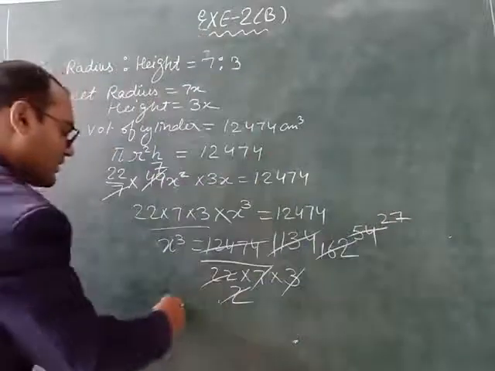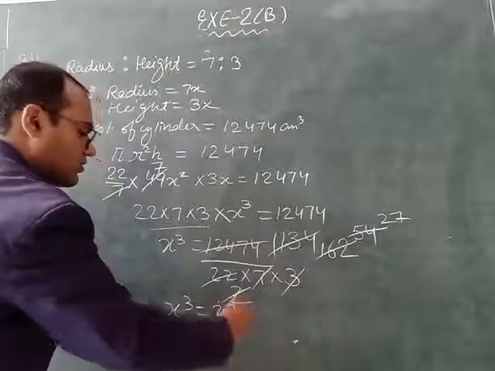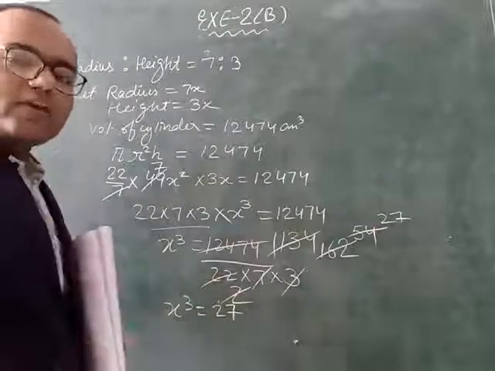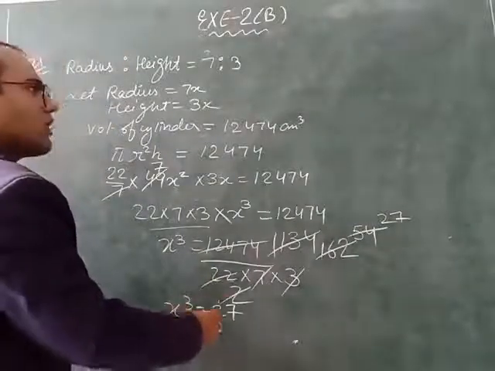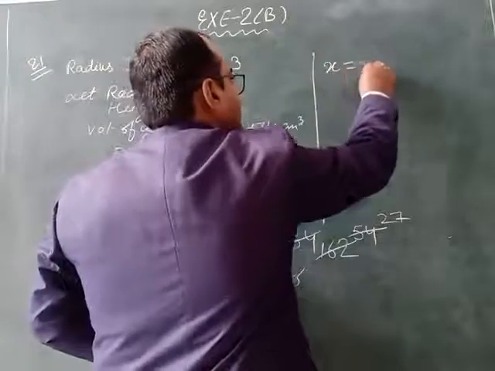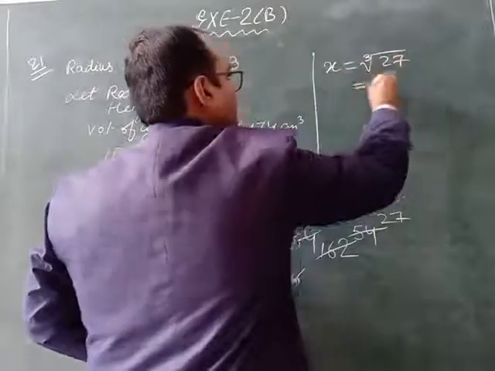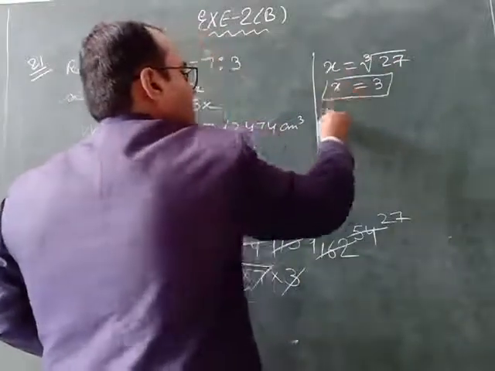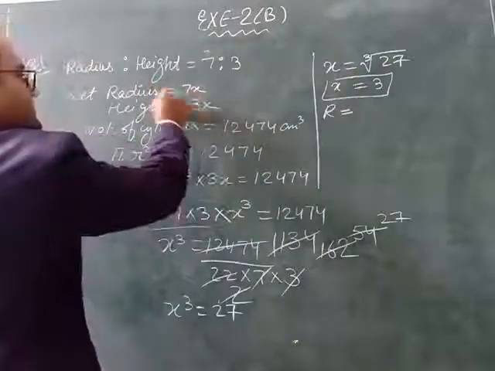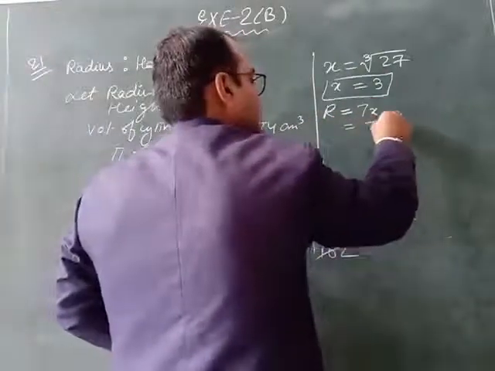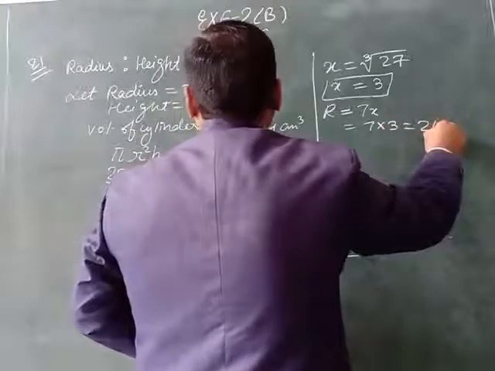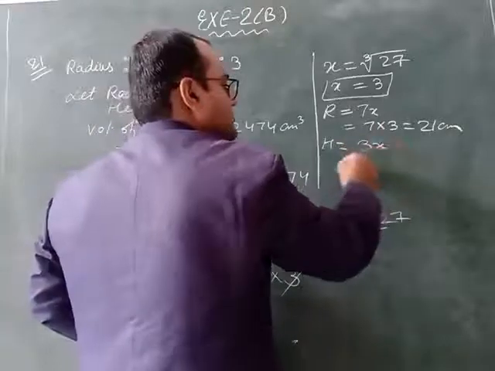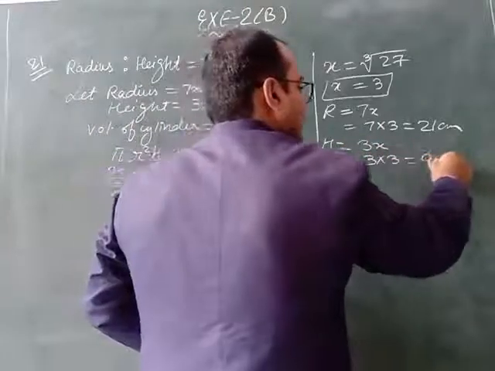So here we are getting x cube is equal to 27. When we remove this cube, on the right side we have to take the cube root. So x is equal to cube root of 27, and the cube root of 27 is 3. So the x answer is 3. Now we will find the radius. Radius is 7x, so 7 into 3 is 21 centimeter. Height is 3x, so 3 into 3, the answer will be 9 centimeter.